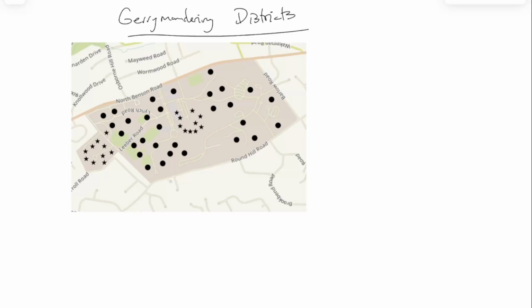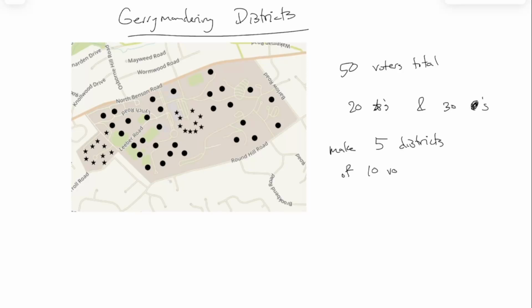Anyway, what we have here is 50 voters total. Some of them are the circles, some of them are the stars, and if you count them up, you will see there are 20 stars and 30 circles. And we are going to make 5 districts out of them of 10 voters each.